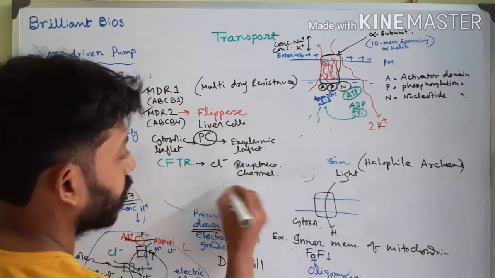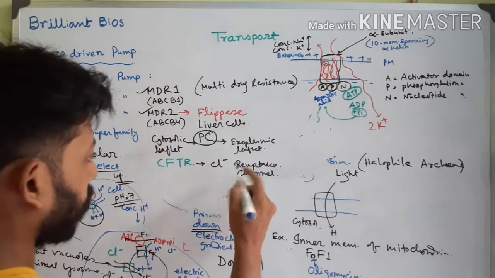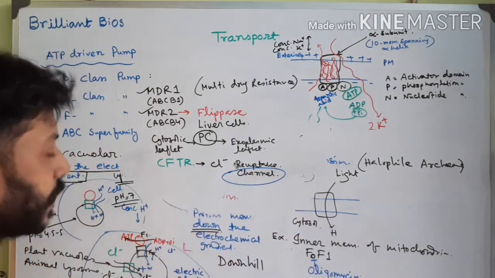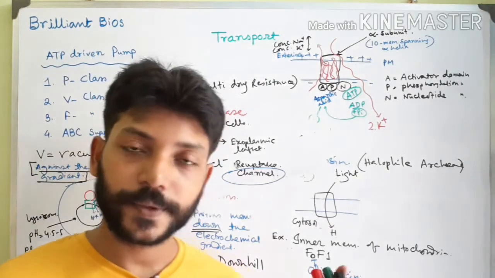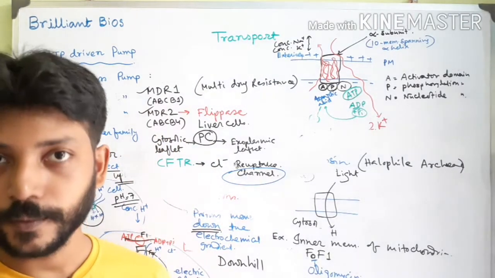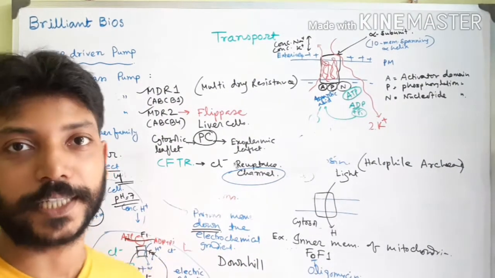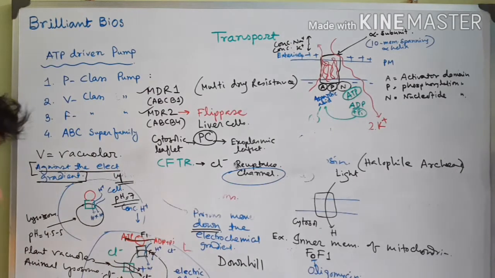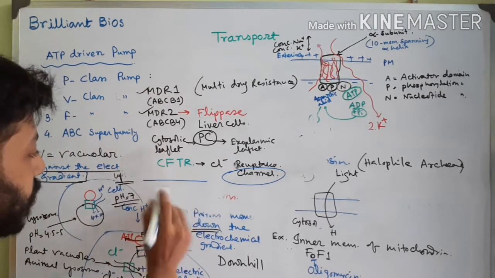There is a difference. You must remember, this is not a pump, this is a channel. We call it channel. And I have mentioned that in this case, only the ATP destruction helps in opening and closing of the channel, not in transport of the chloride. Because chloride transport occurs automatically, it does not require anything. And the structure of the ABC superfamily is like this.